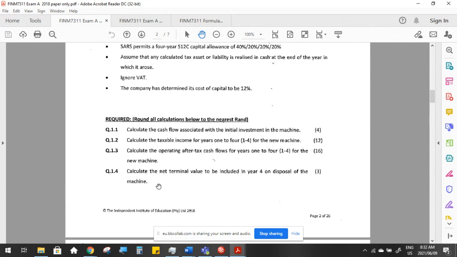Instead of just asking the question to say, put this all in one and calculate the after-tax cash flows associated with this project, they've broken it down for you, which gives you a hint as to how to do your workings.